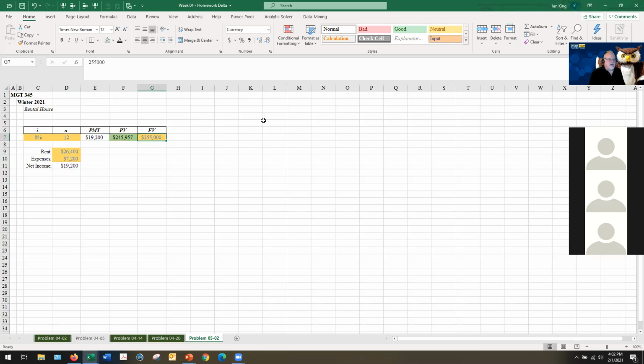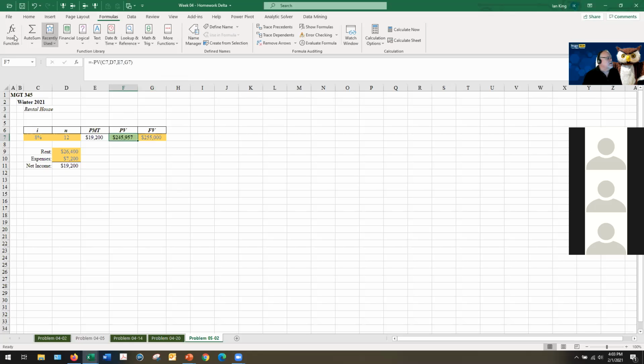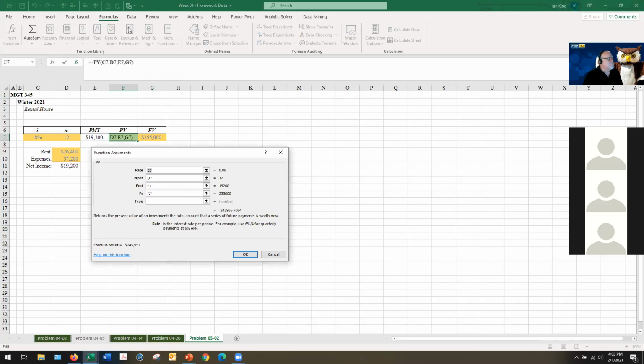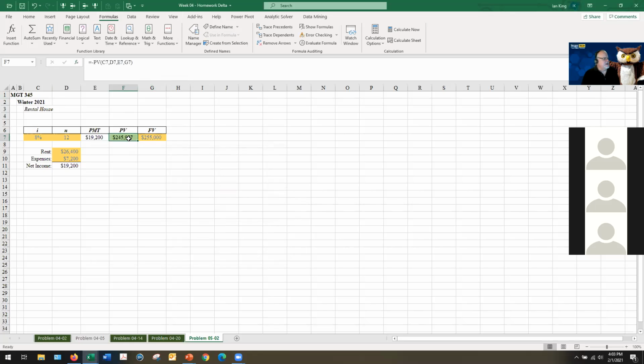How much can you pay for it now? That's asking what's the present value today. So you use this calculation where you have the rate, number of periods, the payment we calculated, $19,200, and the future value of $255,000. We're going to pay for that in the future. So for that period, what are we willing to pay for it now if we consider the interest rate the right way? That means we'd have a present value of $245,000 today, or 246 rounding.